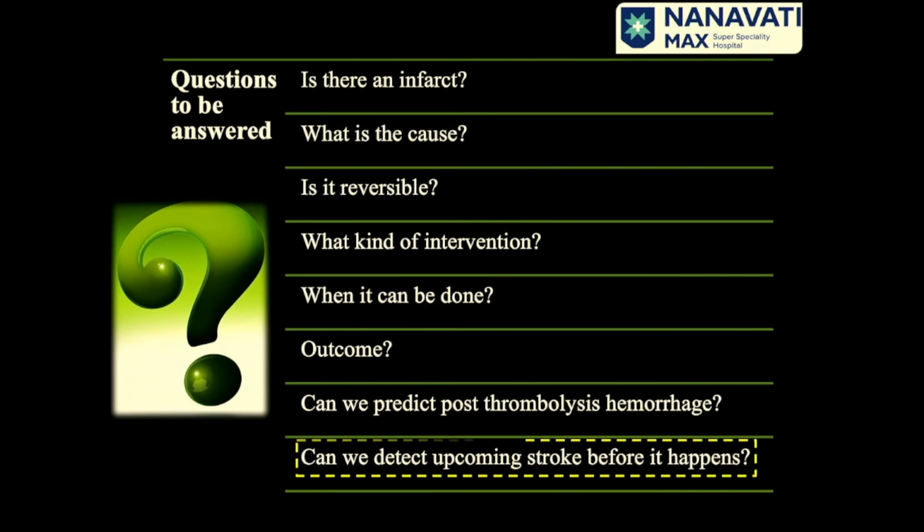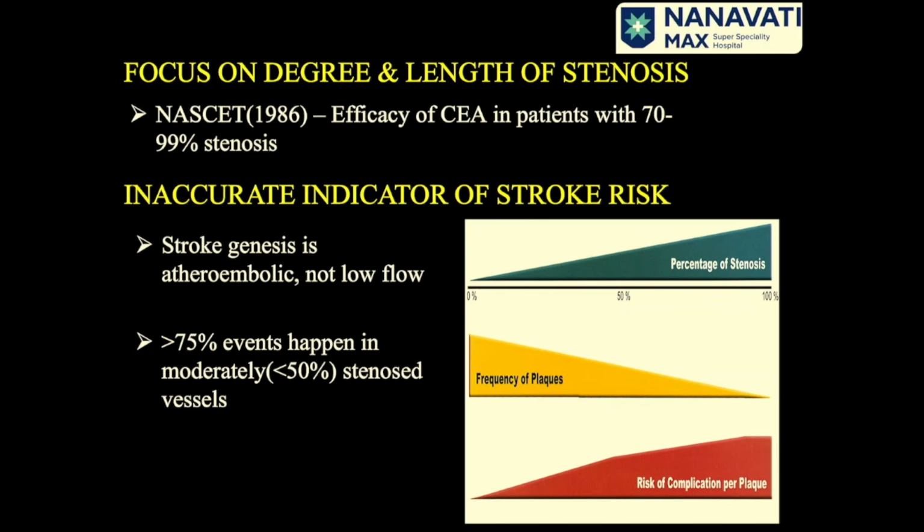The last question that we need to answer is, can we detect upcoming stroke before it happens? For that, we must understand the concept put forward by NASCET in 1986, which talked about efficacy of carotid endarterectomy. There was no stenting then. So efficacy of carotid endarterectomy in patients who have carotid narrowing of between 70 and 99%. It was conducted across 14 countries, and it was decided that anybody who has narrowing between 70 and 99 should undergo carotid endarterectomy, and then the outcomes are better than patients who are put on antiplatelet therapy.